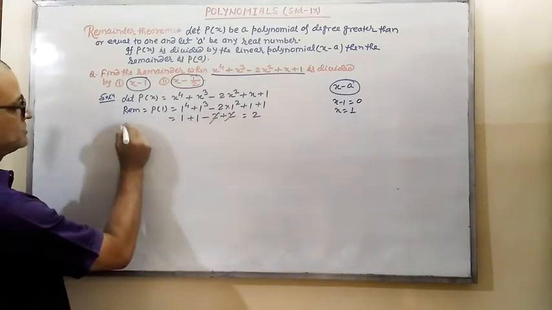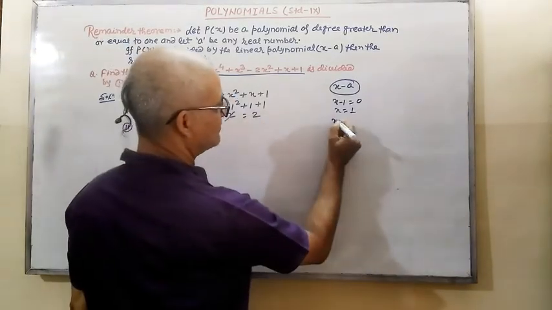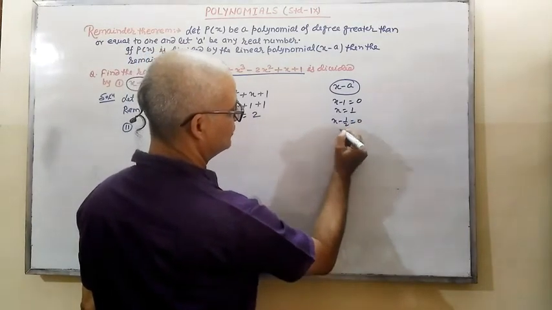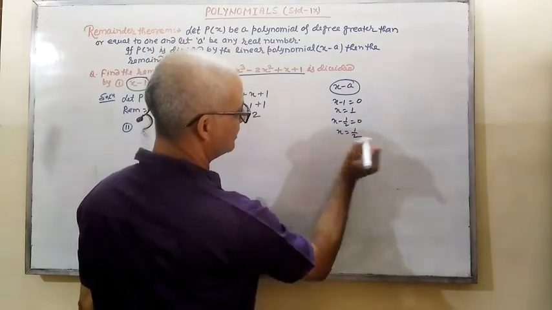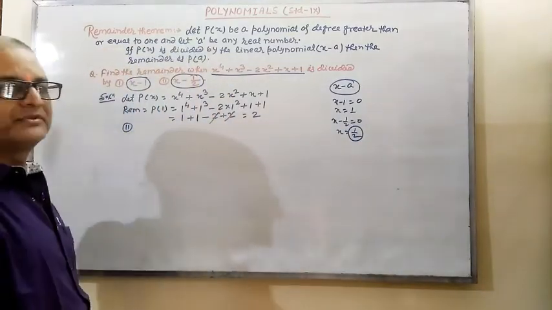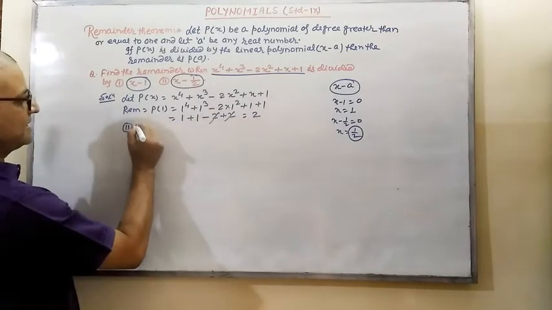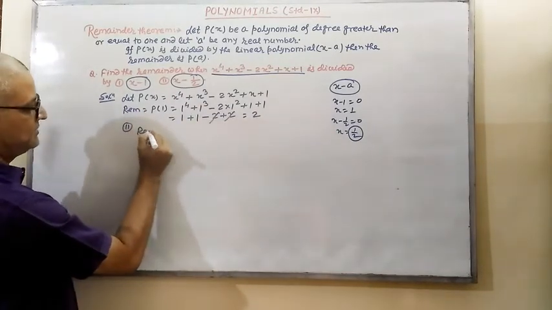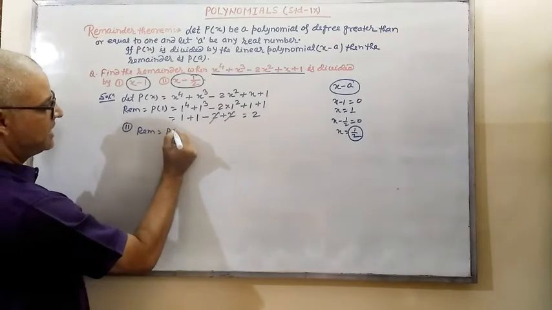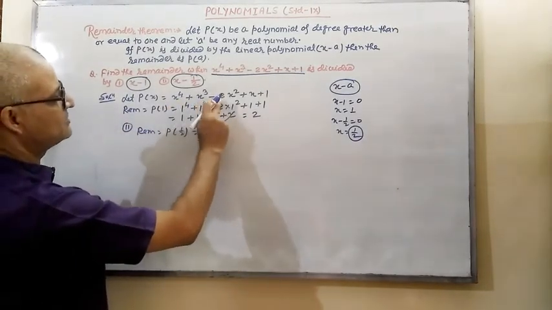Second question is, when the divisor is x minus half. So x minus half is equal to 0. So x is equal to 1 by 2. If x is equal to 1 by 2, it means the value of a is 1 by 2. So for the second question, remainder is equal to P(half). It means in place of x substitute half.